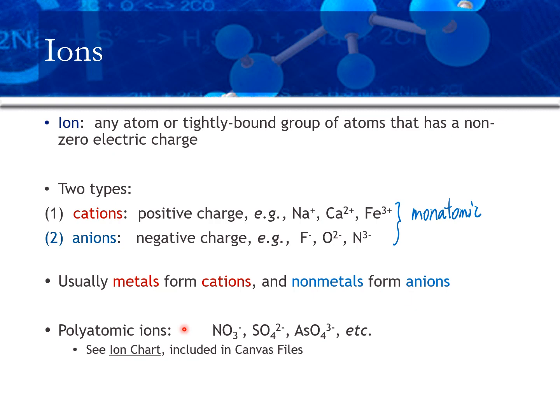And then lastly, we have polyatomic ions. This is the tightly bound group of atoms that has a non-zero charge. So nitrate has a -1 charge. It's not necessarily on an oxygen. It's just collectively the charge on this group of atoms that floats around in solution like a single object. Sulfate ion, arsenate ion, and you can see more of these sorts of polyatomic ions in the ion chart that you'll see in your Canvas files.